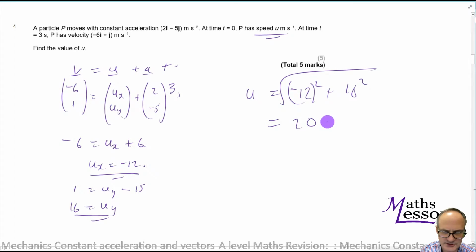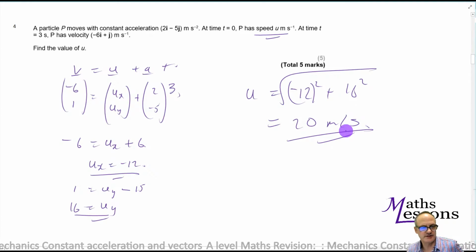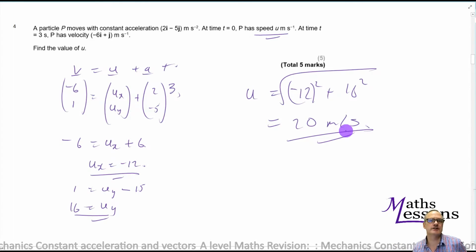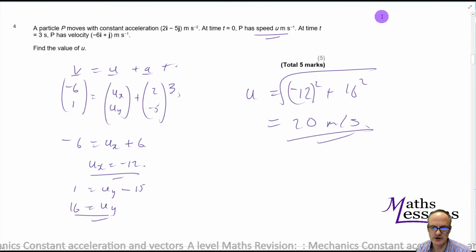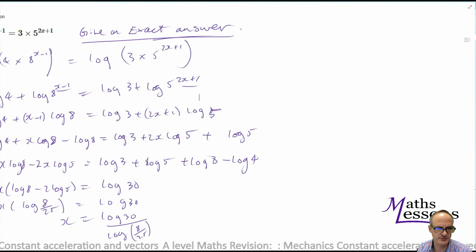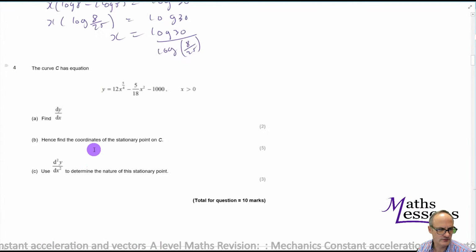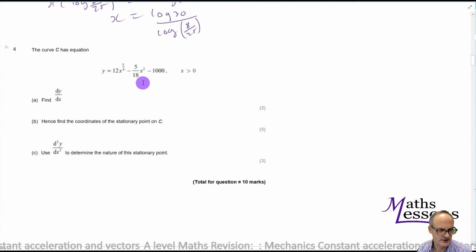What's this in metres per second? So there we go. That's the constant acceleration and constant velocity with vectors section of this revision sheet done. Remember, we're doing these revision sheets in preparation for a test in 3 weeks' time. Next, we'll be going back onto pure, and looking at what topics we're going to be covering next.